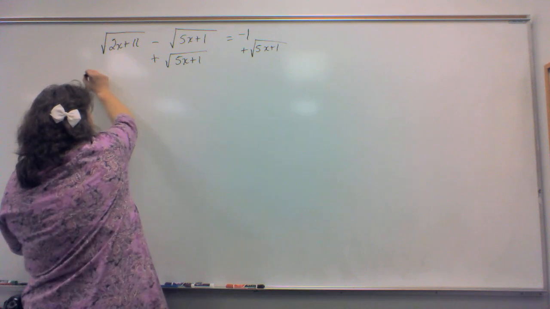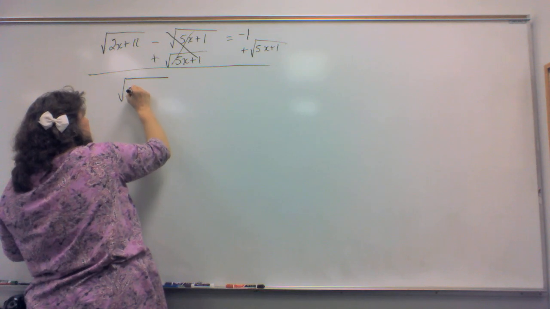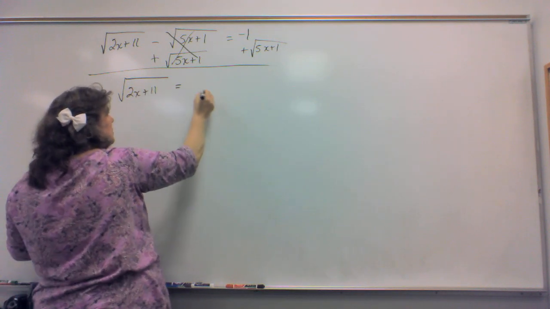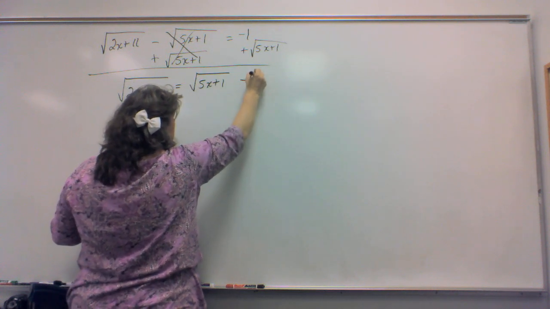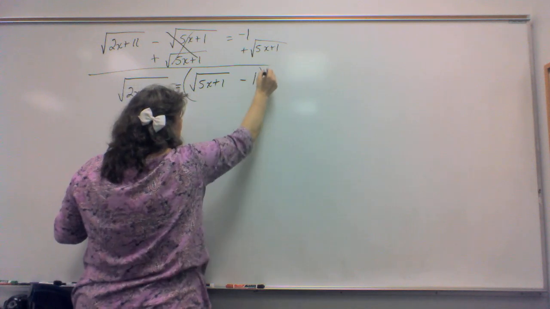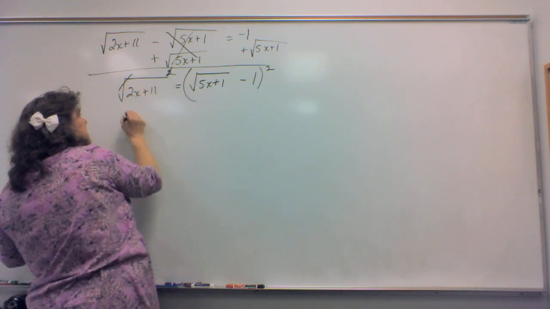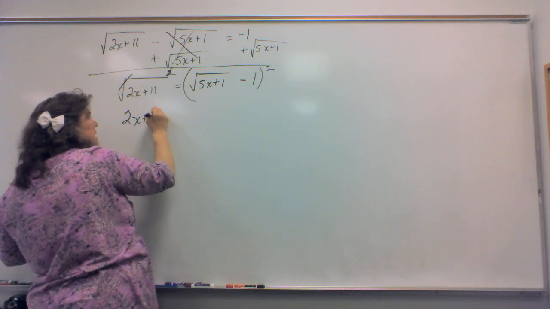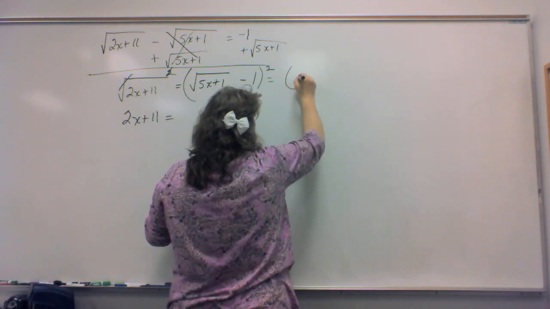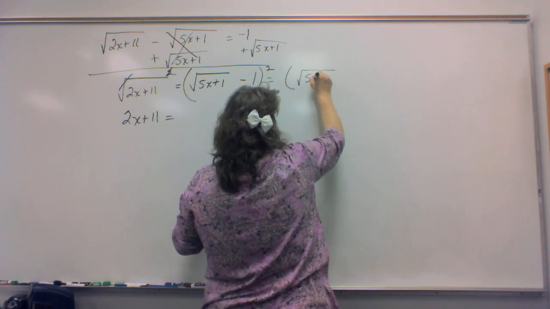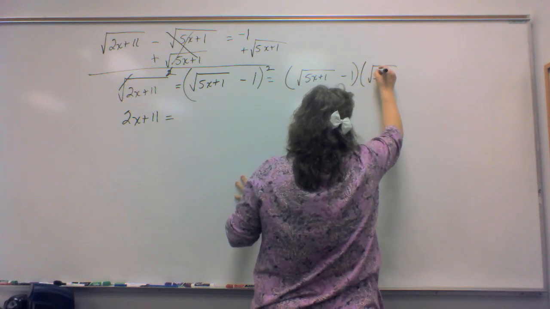Okay, so what's going to happen here? And I end up with the square root of 2x plus 11 is equal to square root 5x plus 1 minus 1 outside. Now we're going to get rid of one of those square roots by squaring both sides. This one undoes this one, leaving 2x plus 11 is equal to, well, when we write this, it's again going to have to be that using your FOIL process.